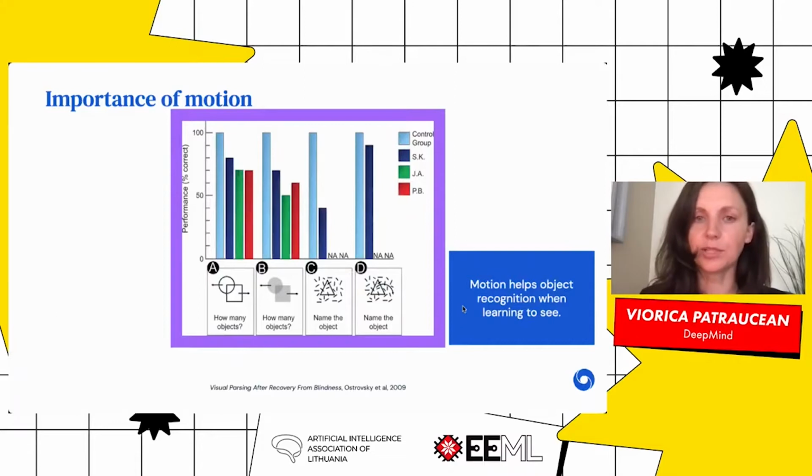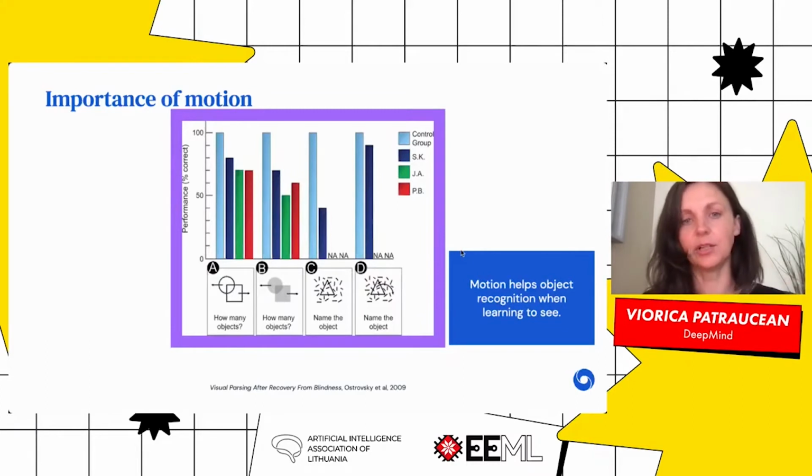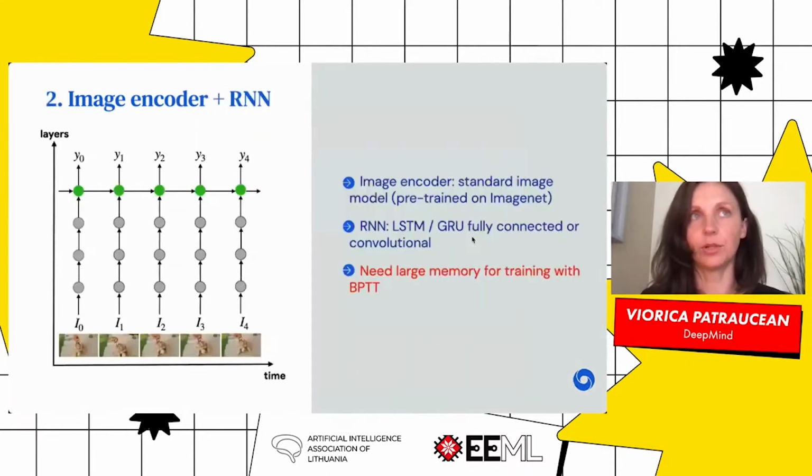And in all these situations, the patients actually really improved their prediction once the motion was there. So they were able to perceive the motion, and this proves that motion is really important when learning to see. It's really important to recognize objects and to disambiguate the visual scene. So yeah, this is maybe a long story to say why I think videos are really, really important in learning good models for our visual world.